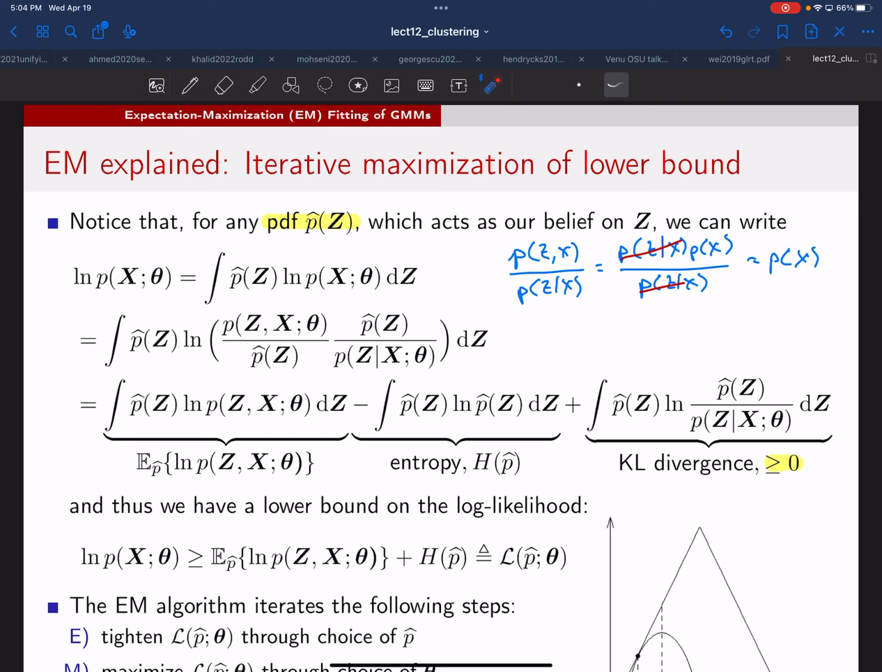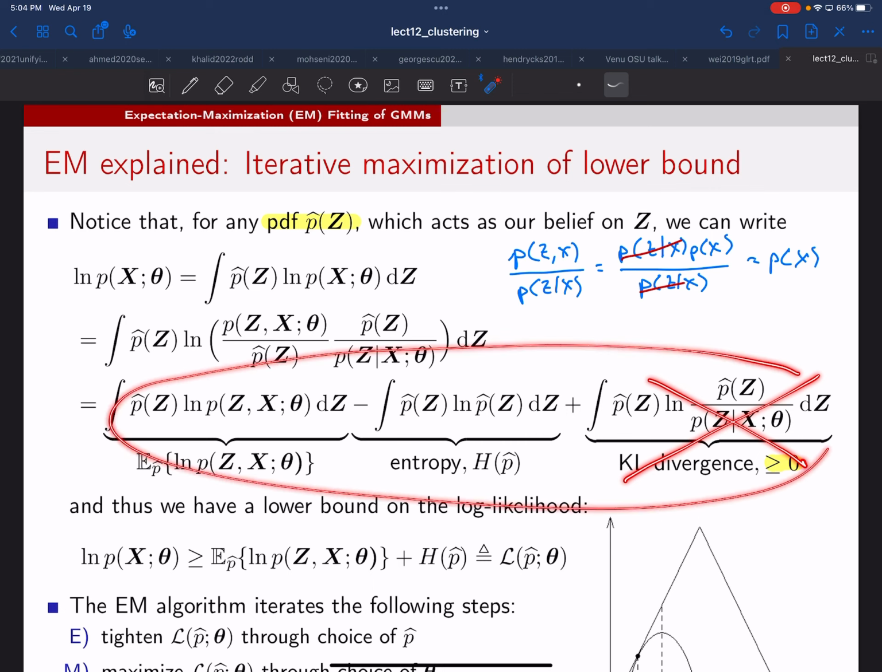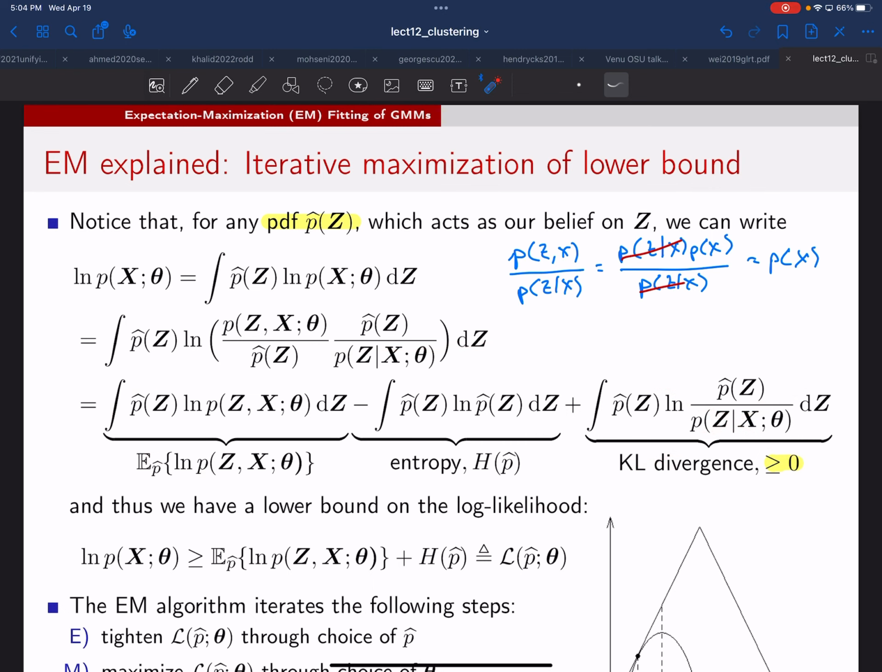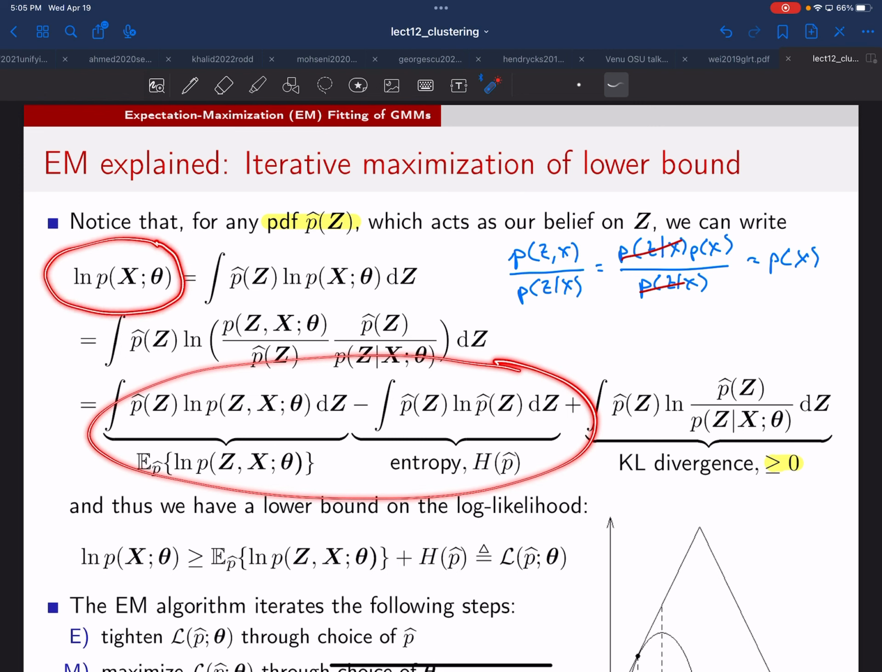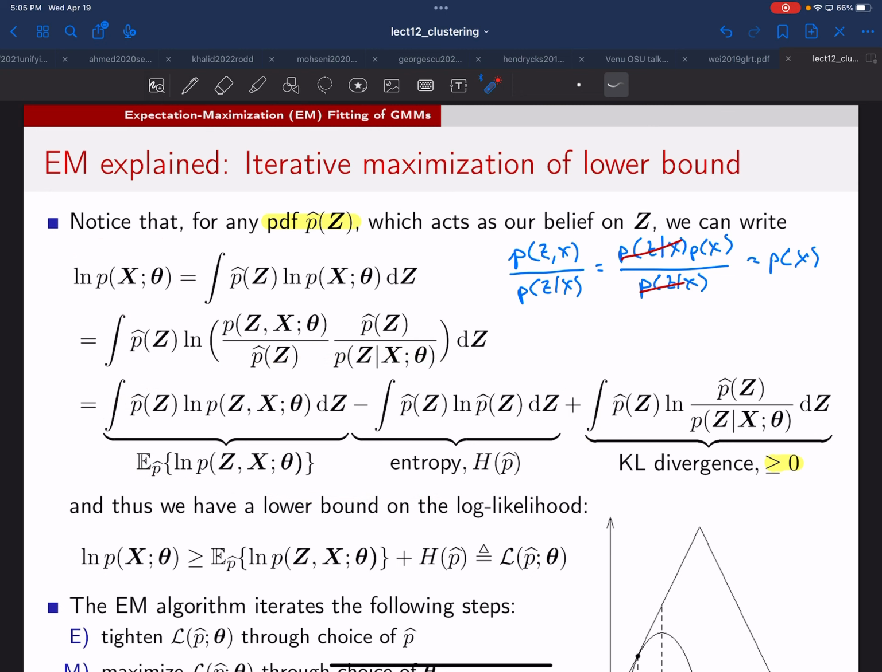Okay, so the most important thing here is that because this is positive, if I throw this away, the right side gets smaller, right? If I throw away a positive thing, the right side gets smaller. And at that point, what remains will be less than or equal to the likelihood. So that means it's a lower bound on the likelihood. This is what remains after I throw away the KL divergence. This is a lower bound on the log likelihood.